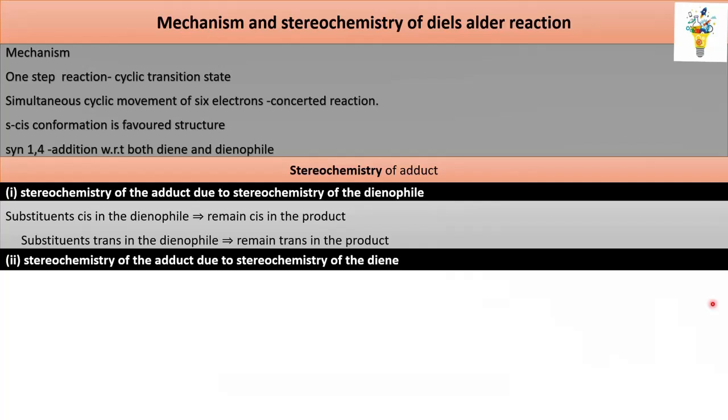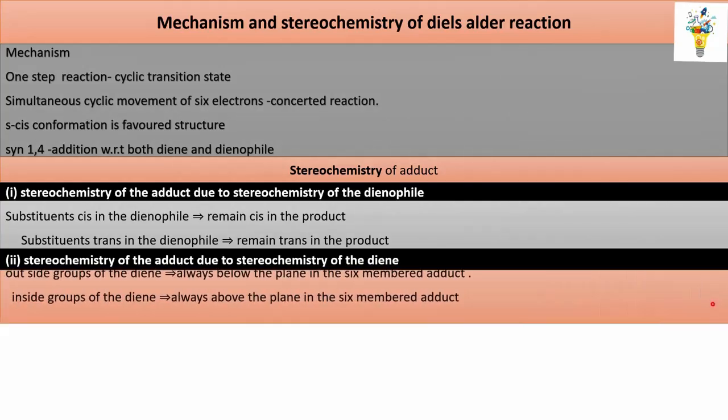Regarding the diene, the stereochemistry of the adduct is due to the stereochemistry of the diene. Okay. So in the case of the diene, there are outside groups of the diene and inside groups of the diene. What are the outside groups of the diene? What are the inside groups? The outside groups of the diene in the adduct are always below the plane of the molecule, and the inside groups are always above the plane of the adduct.